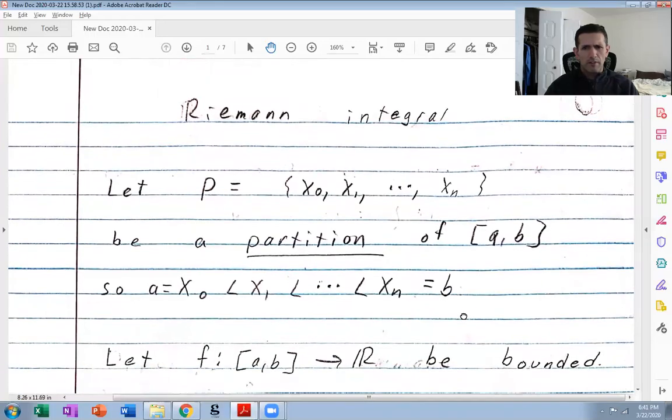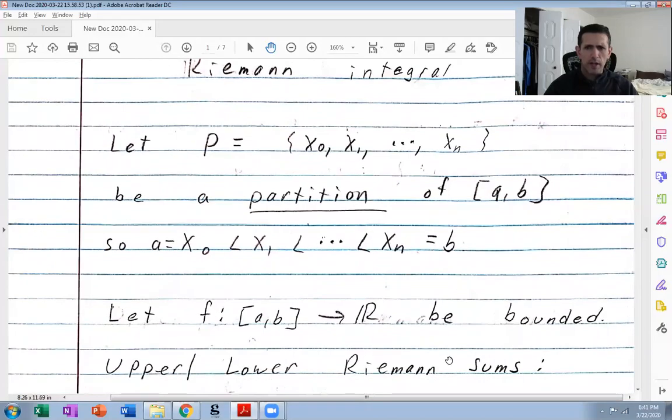So if I have, let's say, a bounded function. When we talk about the Riemann integral, we only deal with bounded functions. Okay? When you do improper integrals, you take limits. But when you take limits, you're still integrating a bounded function. But anyway.